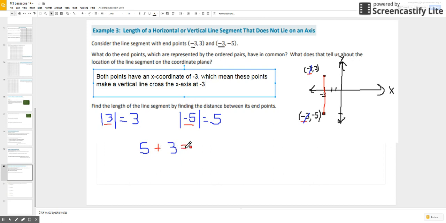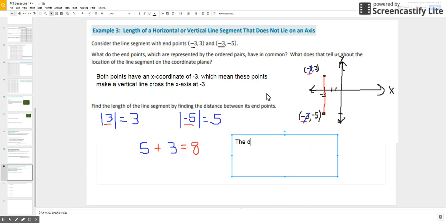So that's 3 units here and 5 units down here. All right, it's kind of that simple, but you have to take the time and think about what's going on. So the distance between, and yes, I expect you to write out the answer to the question. This is the work. This over here is the answer. The distance between the two points is 8 units.